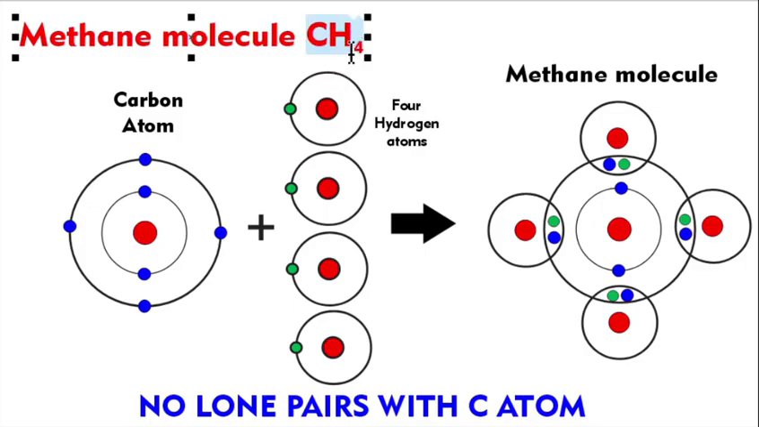Methane, CH4. So carbon, its atomic number is 6. So it has 4 electrons in the outermost shell. It has four, so they need another 4 electrons to be shared. So now they combine with 4 hydrogen atoms. So now they have shared the electrons. So now the carbon atom has completed its octet. So no lone pairs with carbon here, no lone pairs with hydrogen. And the carbon atom has no lone pairs.